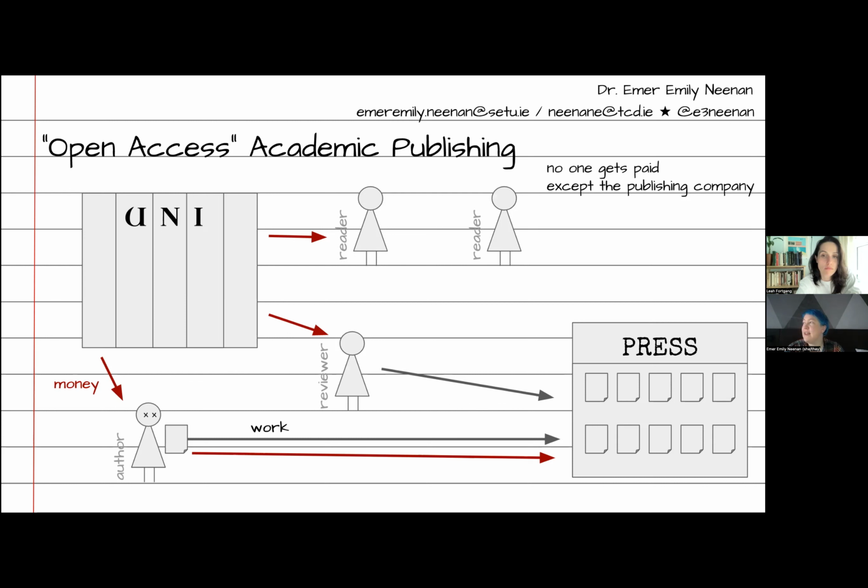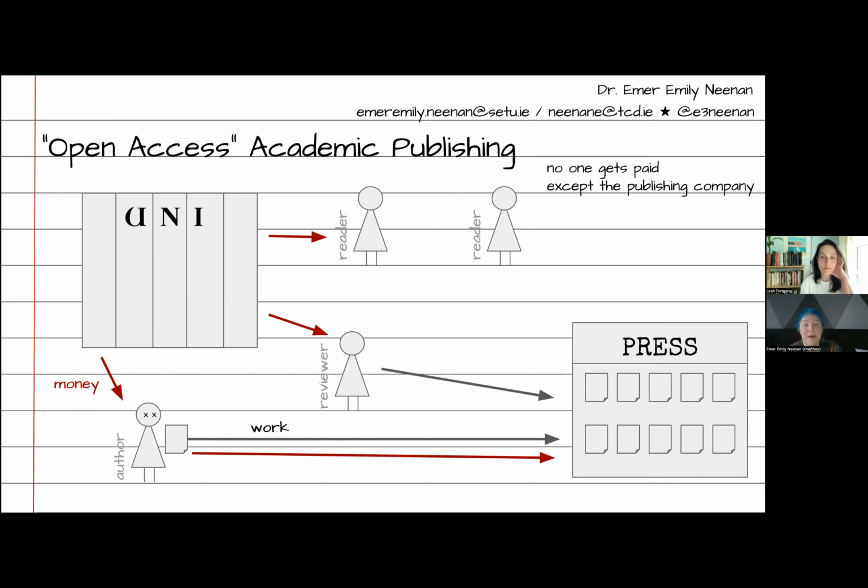This is, in theory, a slight improvement in that you no longer have to be a member of an established and sufficiently wealthy university in order to get access to information. But it also means that it's becoming harder and harder for the larger and larger amount of academics who don't have proper institutional backing or proper salary to be able to publish their work in the first place. So both of these systems are very exploitative.